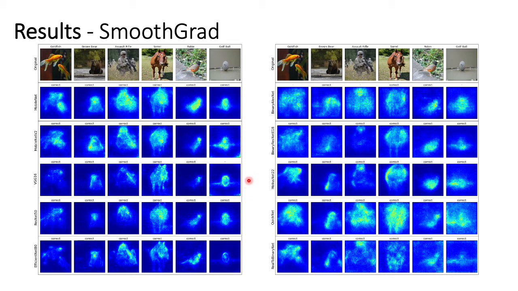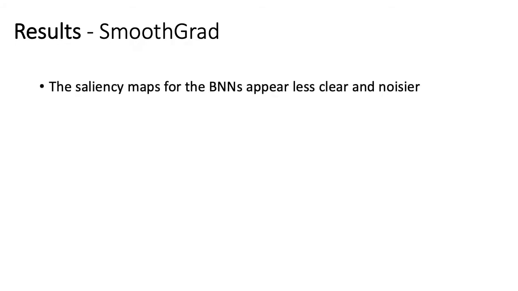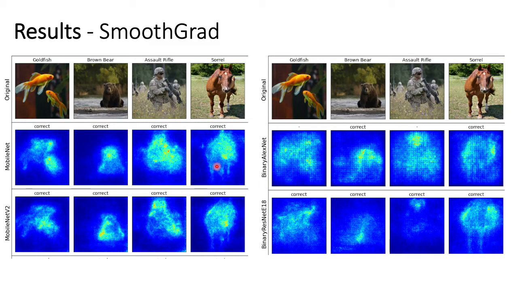Here are the results at 20% noise, where 10 to 20% is what's recommended in the original paper. These are the full precision networks, and these are the binarized networks, and you can see that the saliency maps of BNNs are less clear and noisier. Here is a little close-up of a few of them.